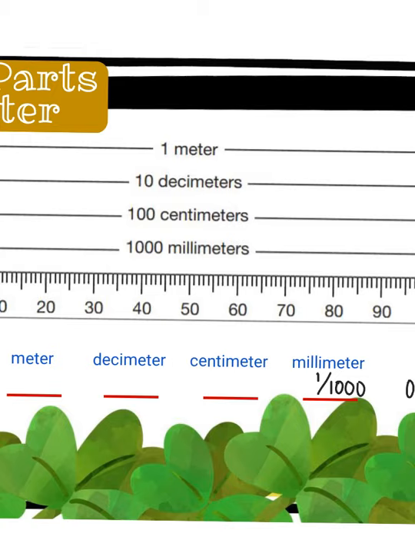0.001. For centimeters, 1 centimeter is what of a whole meter? How many centimeters are there? There's 100. So how would I say that? 1/100th. You could also show it as 0.01. And then a decimeter is 1/10 of a meter, which is just 0.1. And then my meter is my 1 whole.